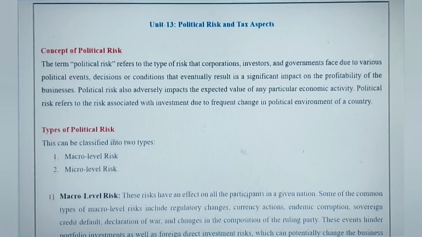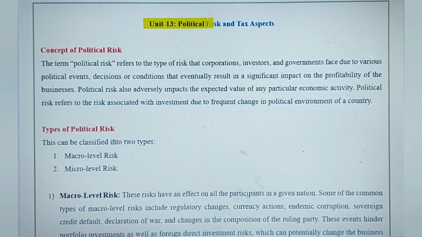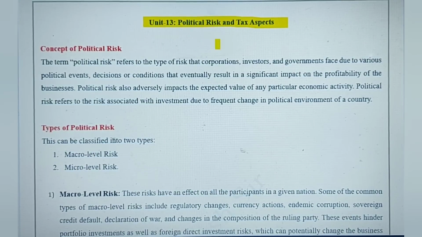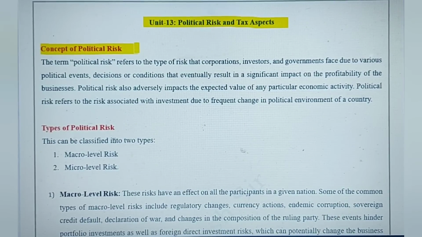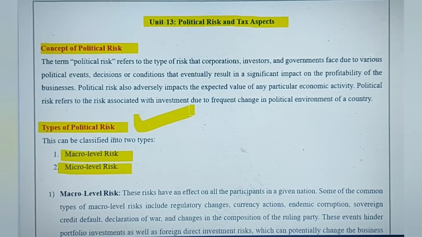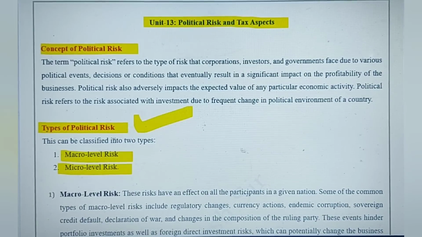Okay. Let's move on to the next unit. I have skipped a few units which are less important, so don't worry about that. Unit 13 is on political risk and tax aspect. Now here, as we know in international trade, this concept of political risk is always there. So a company should evaluate all this risk properly before entering into foreign markets. And this risk can be of two types, macro level and micro level. This question you should revise, like what are the different types of political risks that are encountered by foreign companies.